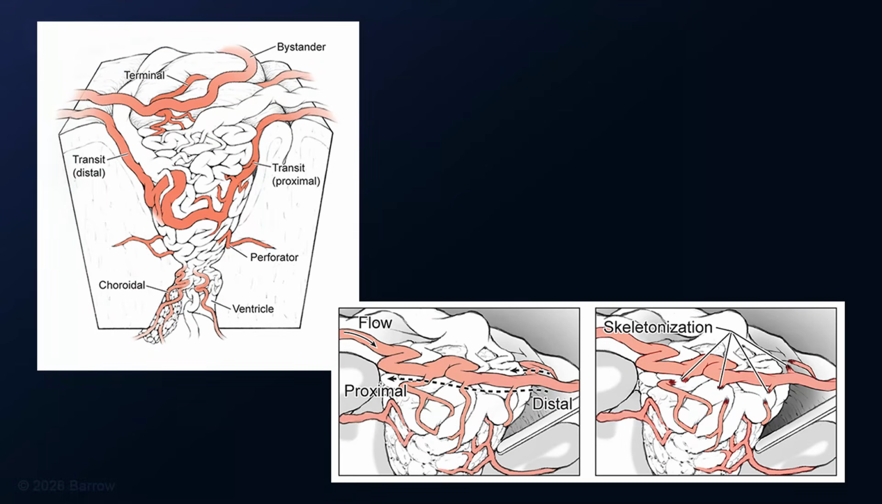This case is a nice example of sylvian AVMs that require skeletonization. Skeletonization is needed when you have a transit artery, meaning an artery that goes by an AVM but continues on to a distal territory. The artery needs to be skeletonized, meaning that all of the branches coming from the trunk and feeding the AVM must be cauterized and divided. This dearterializes the nidus. The other types of arteries are shown in the upper left and include the terminal feeders, the bystander arteries and the choroidal perforating arteries.